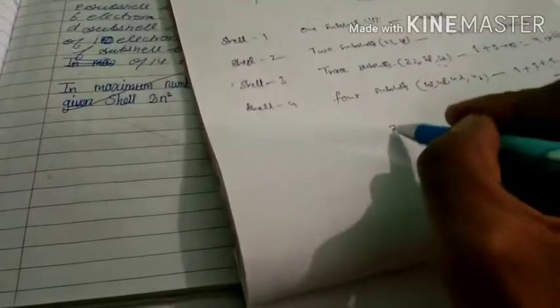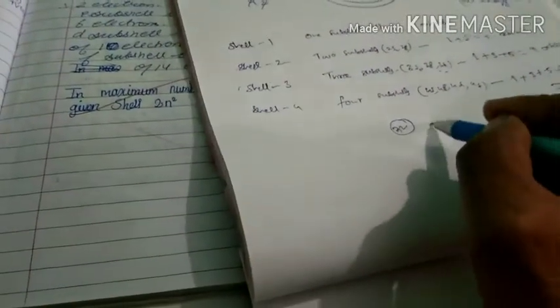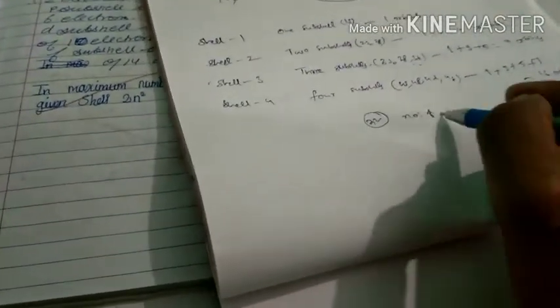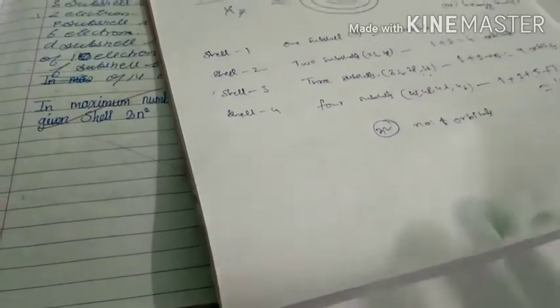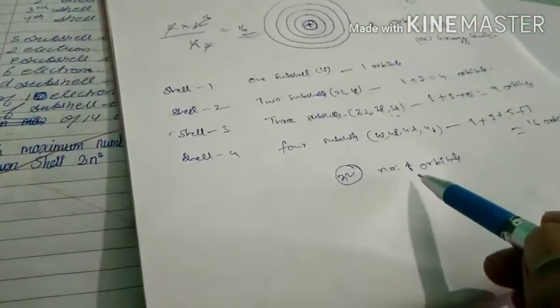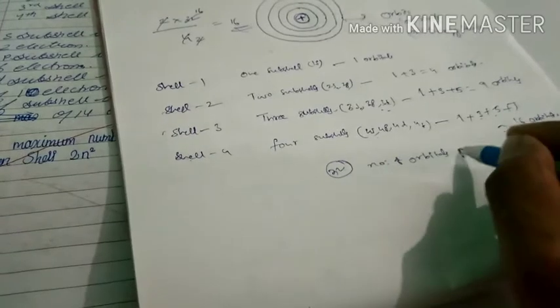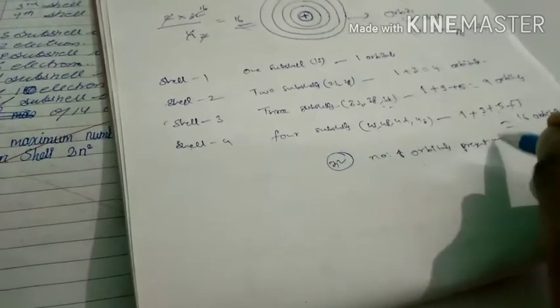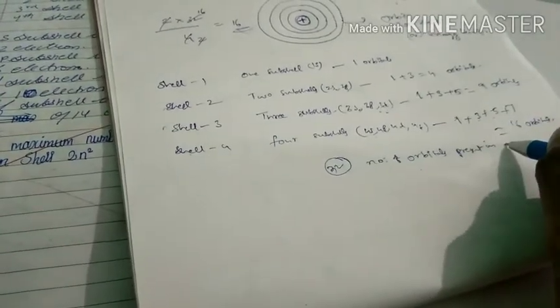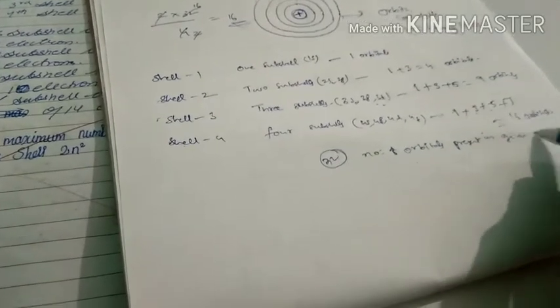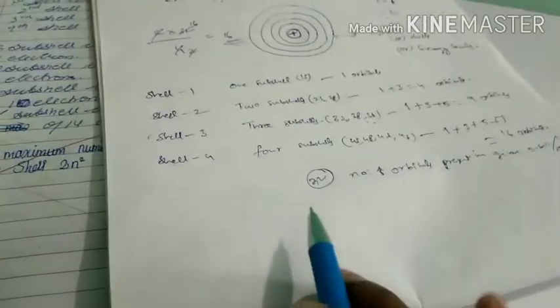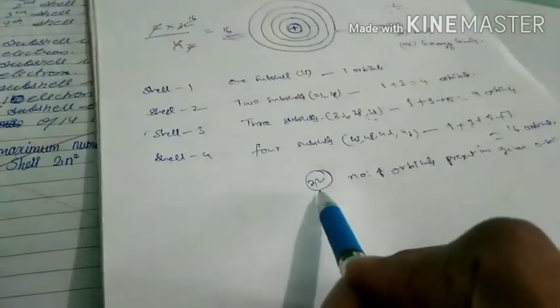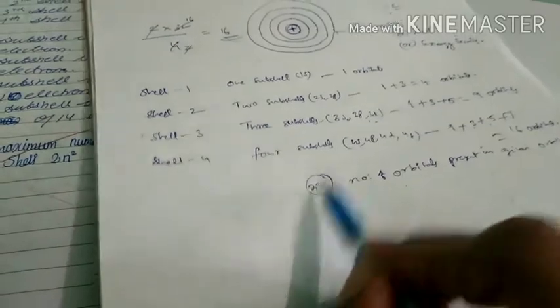So n square indicates what? Number of orbitals present in a given orbit or shell. Orbit different, orbital different. Orbit means circular path, orbital is different. For example, shell 1, how many orbitals? Put 1 here, 1 square, that means 1 orbital.